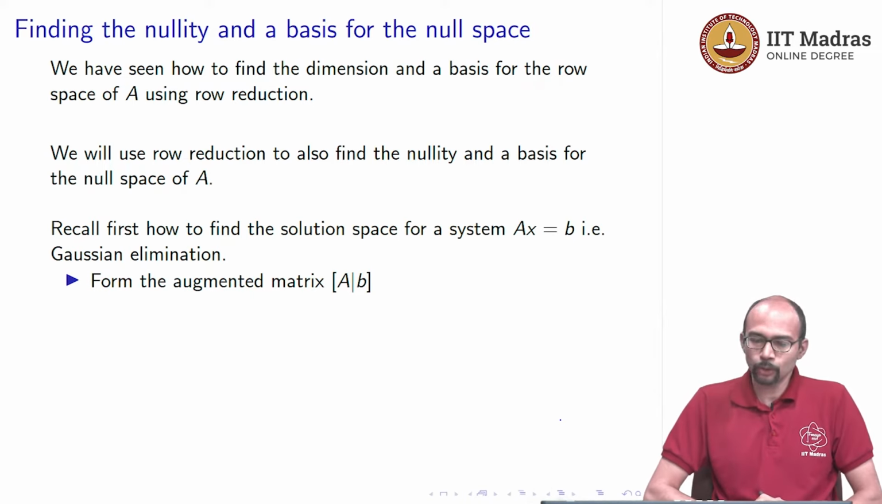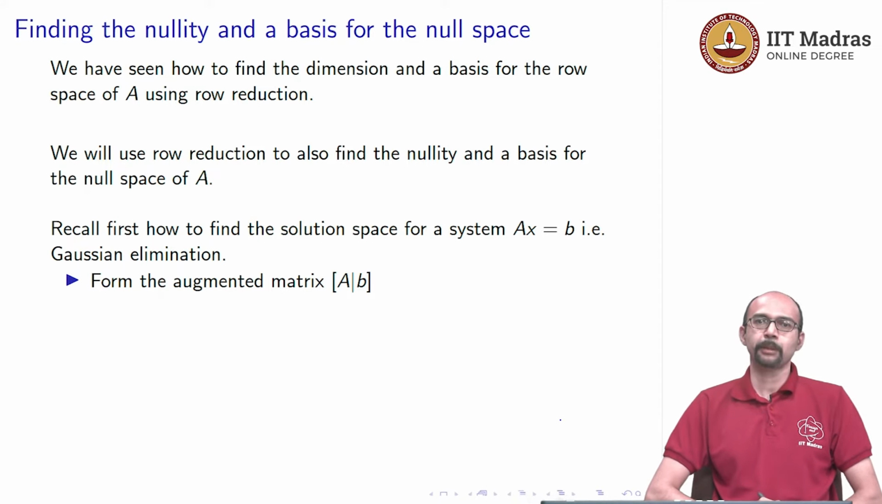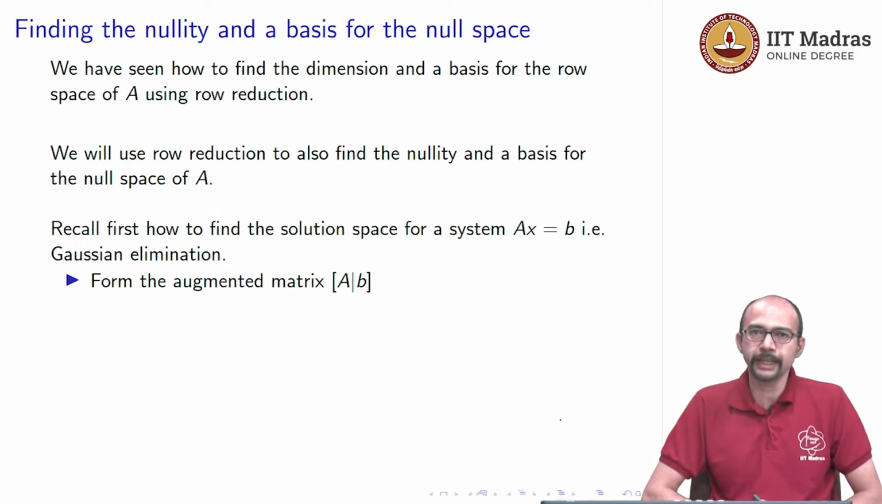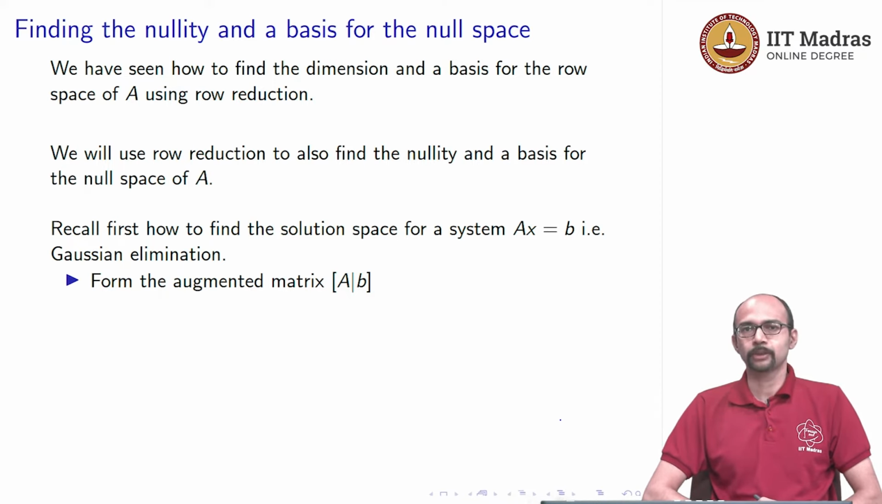Okay. So, first let us recall how to do this idea of Gaussian elimination. Why are we bothering about Gaussian elimination? Because after all, what is the null space? The null space is the set of solutions of Ax equals 0. So, really we want to ask what is the set of solutions, and then once we know that, we can try and answer the question about what is its dimension or what is a basis for that. So, first we have to find a way to describe the set of solutions, and the method that we have studied for that is the Gaussian elimination method.